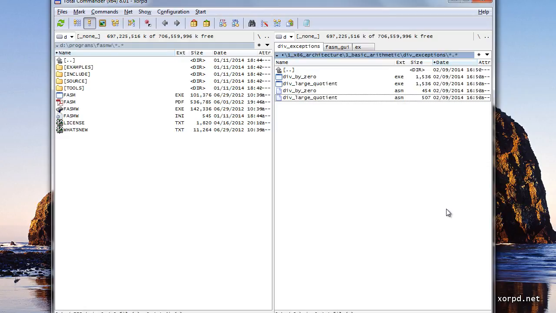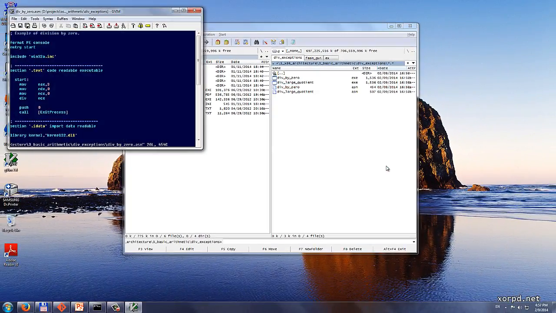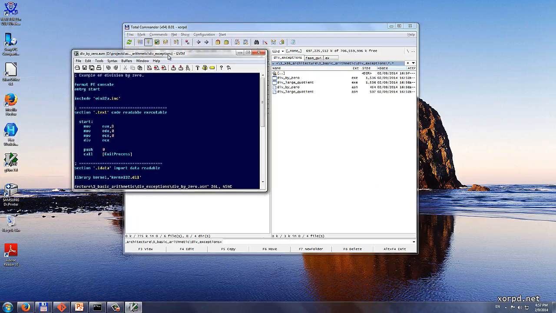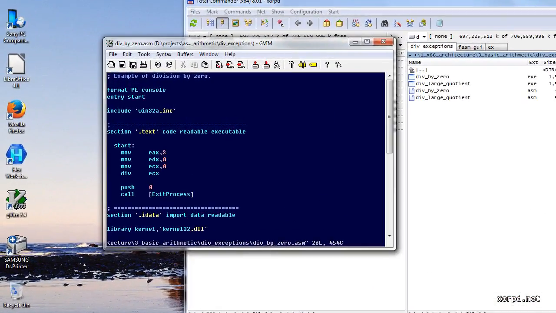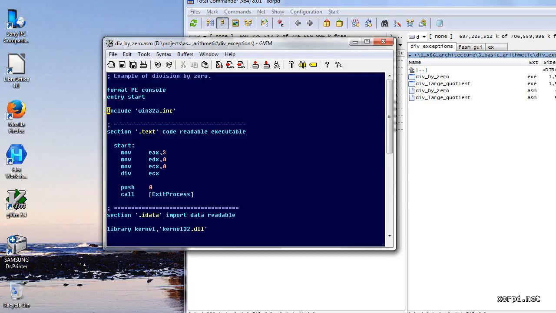Let's see what we have here. We have two programs, one called div by zero, the other one div large quotient. We are a bit ahead of our time because we haven't yet begun to write assembly programs, but we can just take a look at how it looks. This is the first program, called div by zero. Don't be scared of all this text that you see. Actually, the important part is here, those 4 lines.